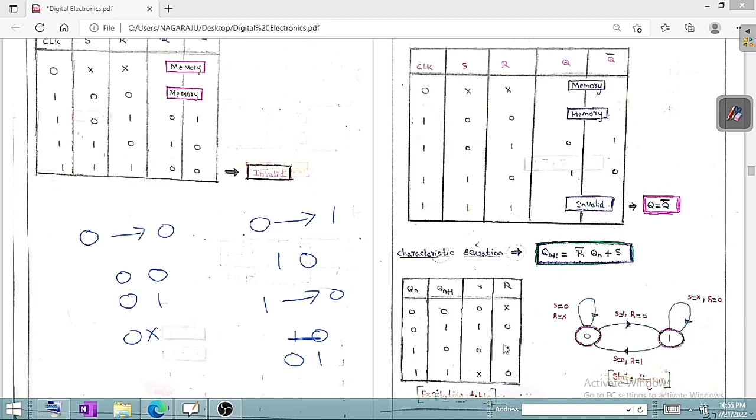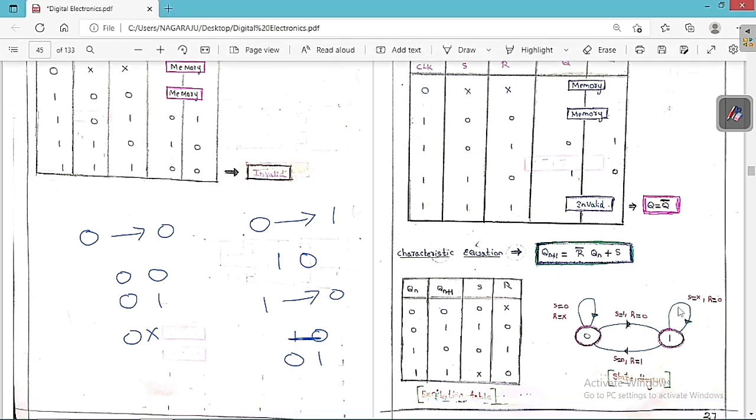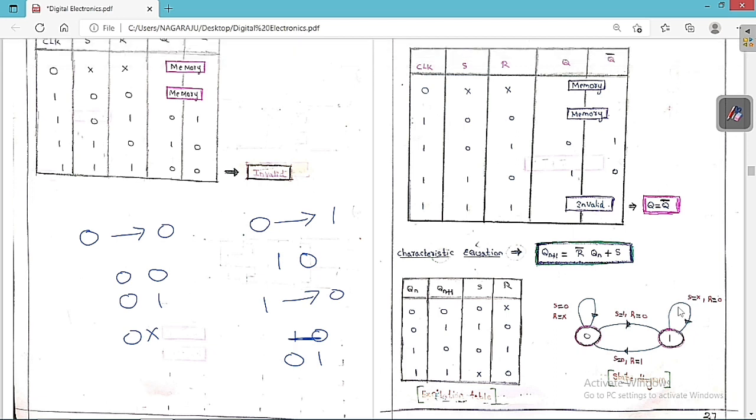This is basically the pictorial diagram of this table. This is called the state diagram, and this table is called the excitation table. So this graph shows the pictorial representation of the table. This is the excitation table and this is the state diagram. This is an important thing that you always have to keep in your mind.